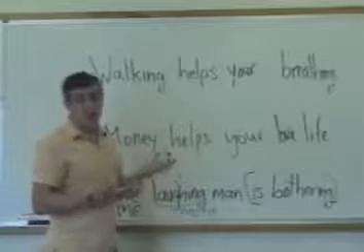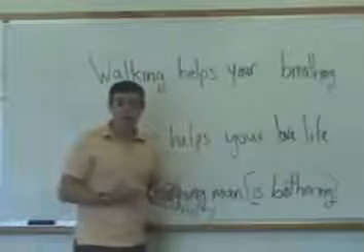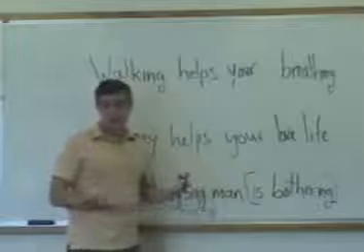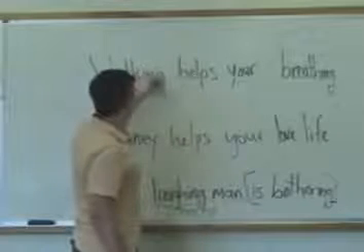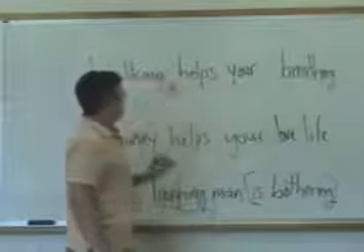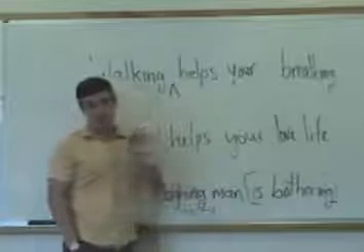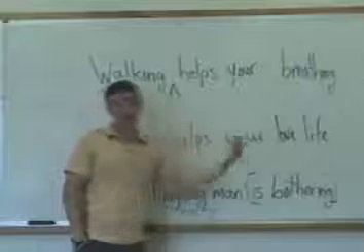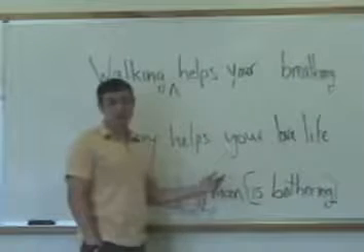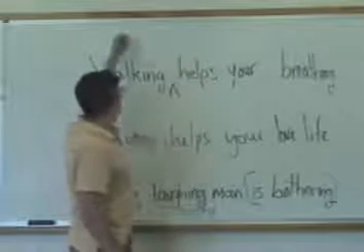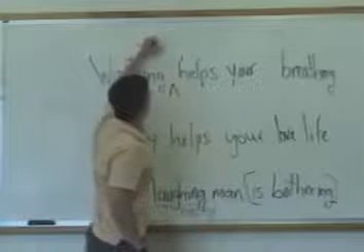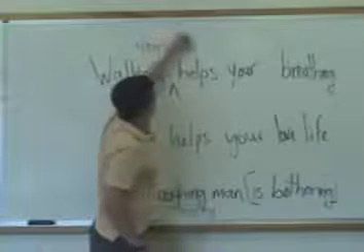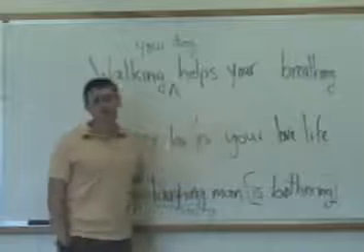Now, gerunds don't always stand alone like this. They can also form phrases. So, for example, because these things are like verbs in a lot of ways, they can have direct objects just as verbs do. So, for example, walking your dog helps your breathing.